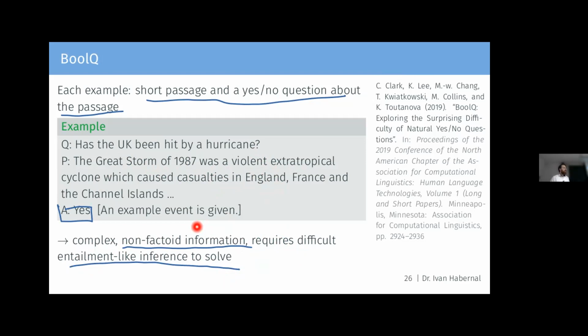Is it an entailment or not? Okay, this is a cool question. Yes and no. If you turn this into a statement, not a question, the UK has been hit by a hurricane, and this would be the text, and this would be a hypothesis, then it would be entails or not. But you're asking a question, so maybe it's not obligatory, but it needs the same thing. Yeah, that's a good question.